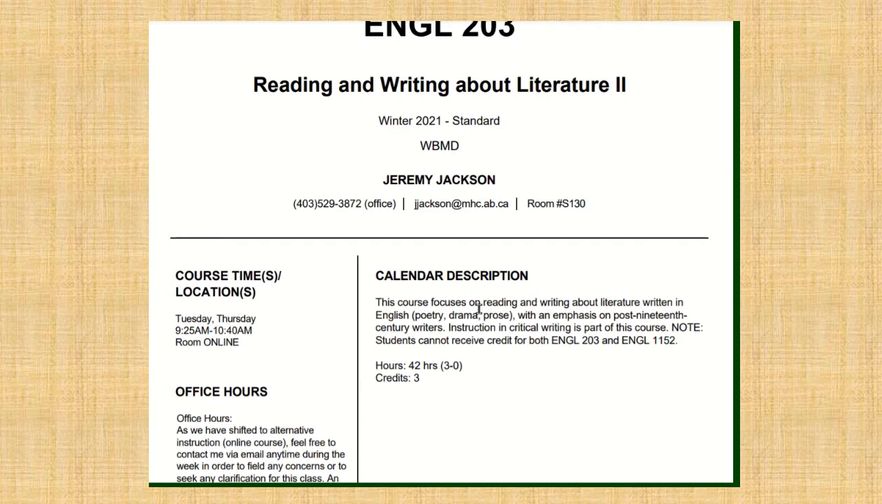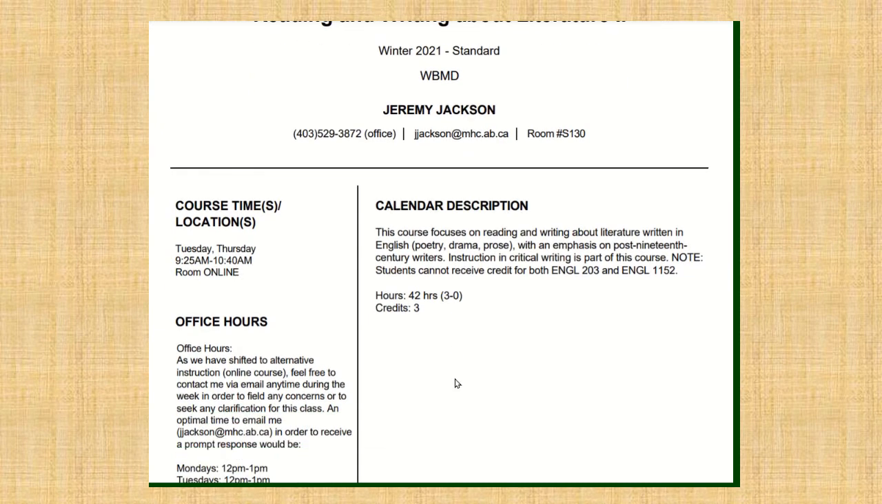So this is the calendar description of this course, English 203, Reading and Writing About Literature 2. This course focuses on reading and writing about literature written in English. So we're going to cover poetry, drama, and prose, with an emphasis on post-19th century writers. Instruction in critical writing is part of this course. Note, students cannot receive credit for both English 203 and English 1152. It's 42 hours, which culminates to be 3 credit hours that you receive.